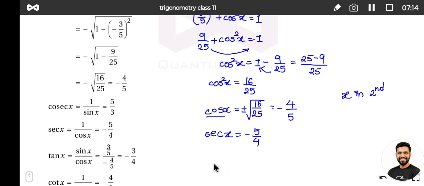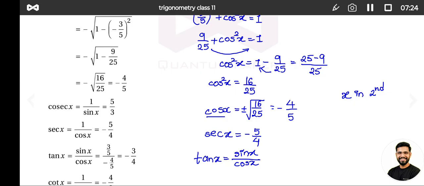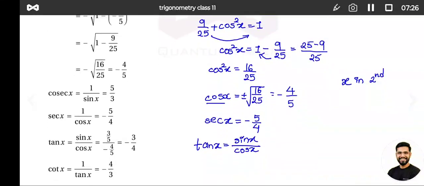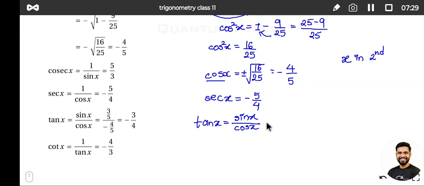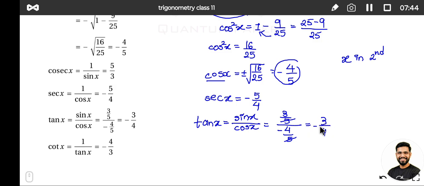So tan means what? Tan is sin upon cos x. Tan x is equal to sin x upon cos x. The value of sin x is given: sin x is 3 upon 5. So we will apply the value 3 upon 5 divided by cos x. Cos x is minus 4 upon 5. So the denominator is the same, it will get cancelled. So the answer is 3 upon 4, minus 4. You can write the minus sign in the numerator, denominator, or the middle, it is the same thing.